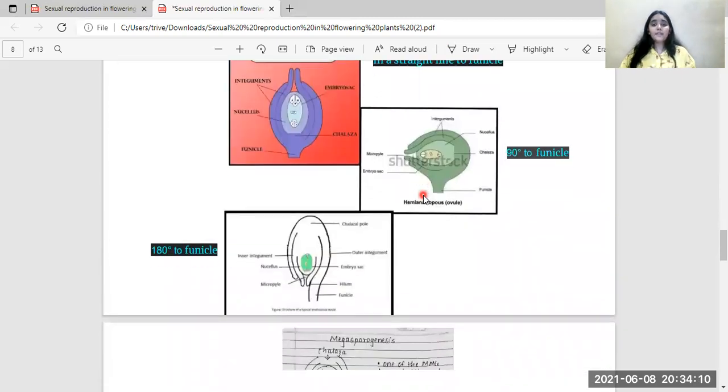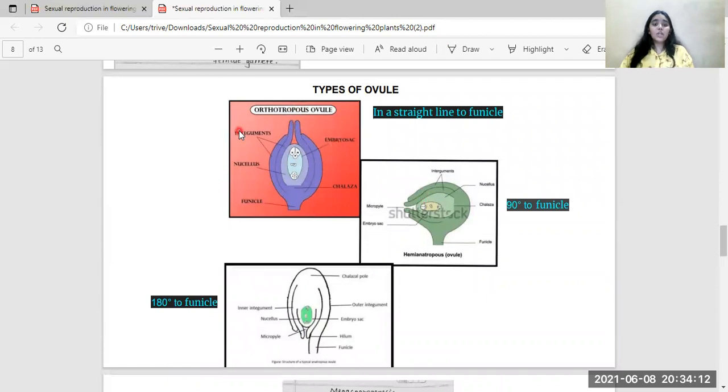Now we'll take a further look at the types of ovules. As you can see here, there are three types of ovules: orthotropous, hemitropous, and anatropous. Orthotropous is in a straight line to the funicle. This is the chalazal part. This is the micropyle. This green part is known as the nucellus, and the base of the ovule is known as funicle, but the part that connects the chalaza and the funicle is known as hilum.